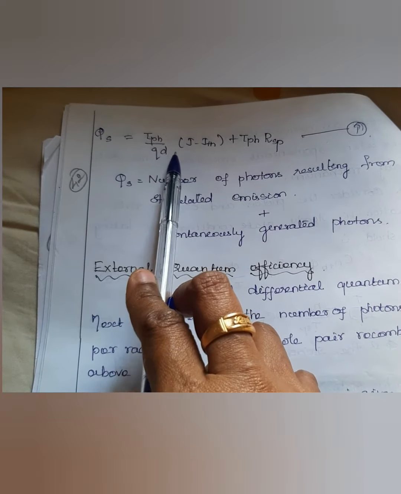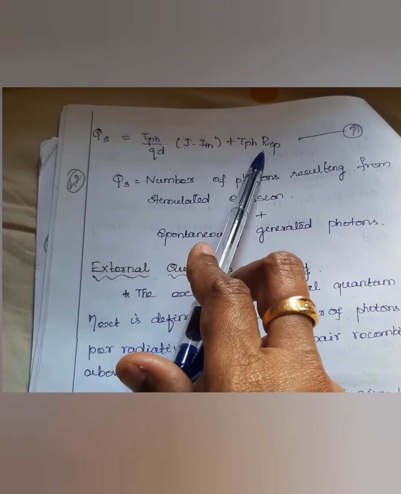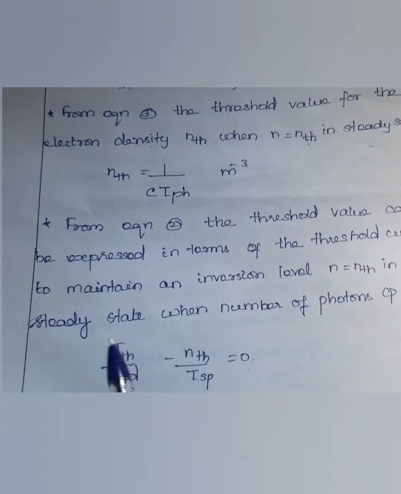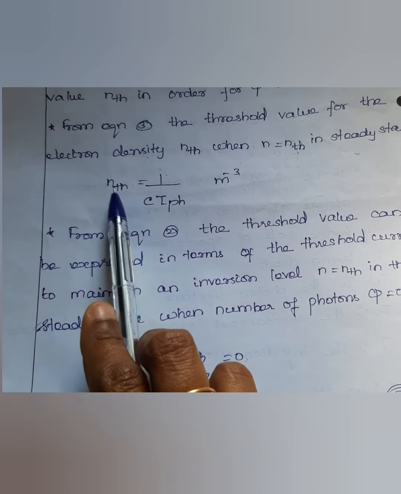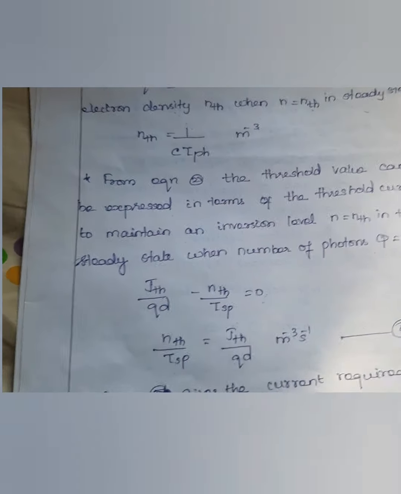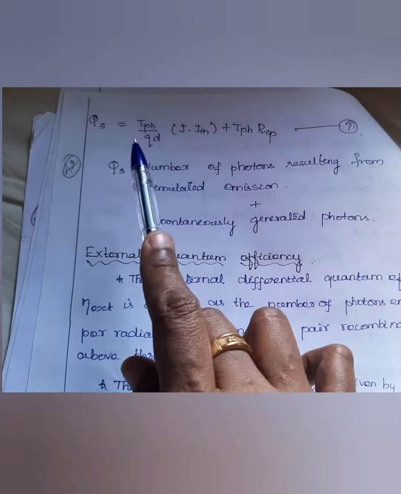So you get tau ph by qd into J minus jth plus tau ph Rsp. Previously we found the electron value, that is the electron density in steady state, the nth value, from this equation. And here we have found the steady state photon value.